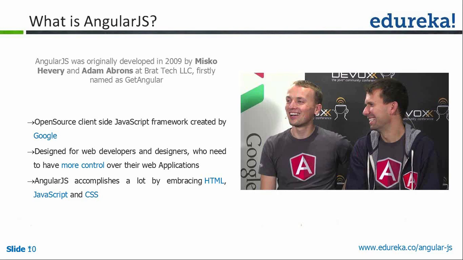Next, the continuation of what is AngularJS. AngularJS is an open source client-side JavaScript framework created by Google. Actually, it was created by Misko Hevery in 2009. Later, Google bought it from Misko Hevery and made it an open source framework. So whoever wants can take AngularJS, and if you want to contribute to the AngularJS community, you can contribute there also.